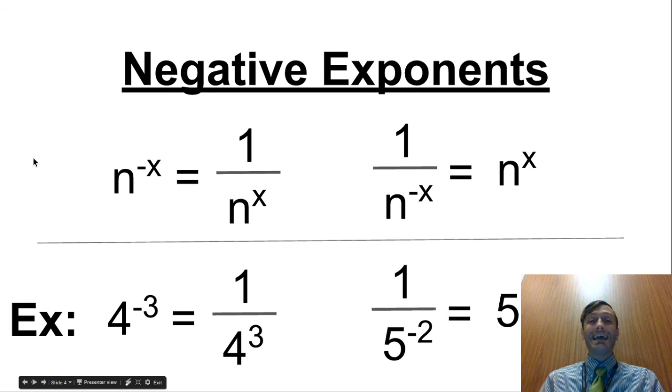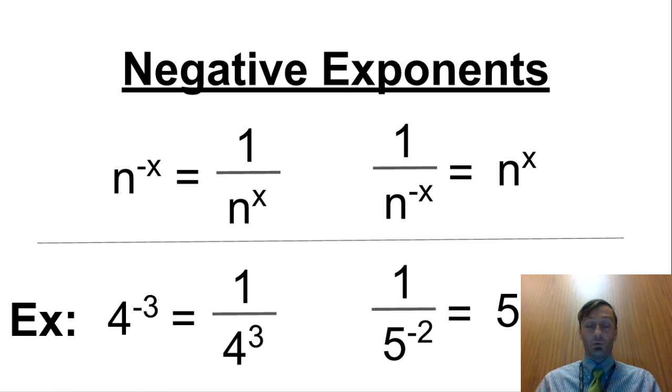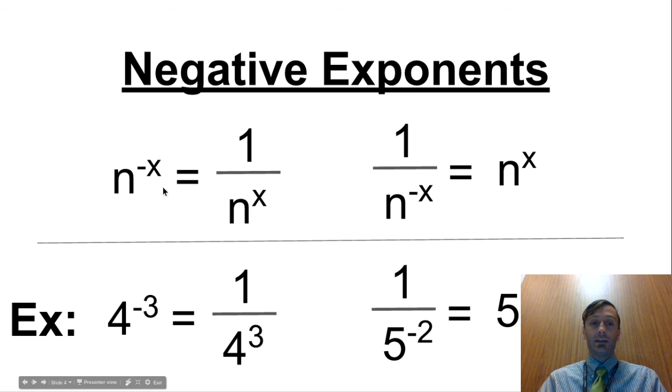Okay, negative exponents. If you take n to the negative x, it just becomes a fraction or a reciprocal of what it already is. It becomes 1 over n to the x, and you get rid of the negative. Going the opposite direction, if you already start off with 1 over n to the negative x, you take the reciprocal, which means flip the fraction over, and get rid of the negative symbol.